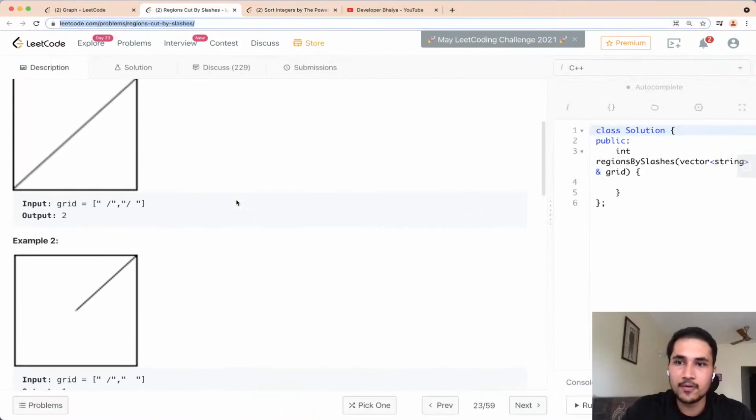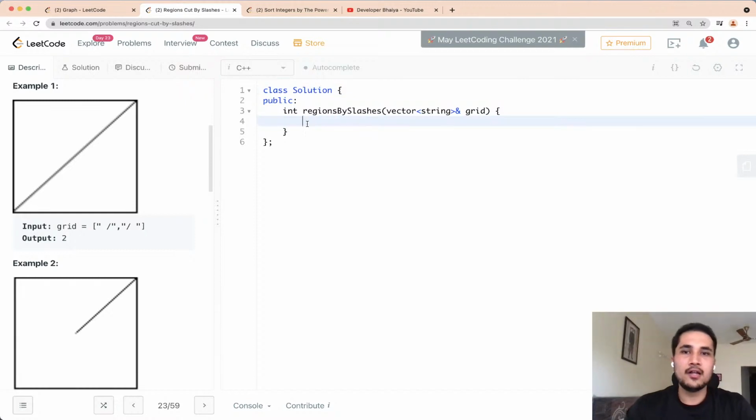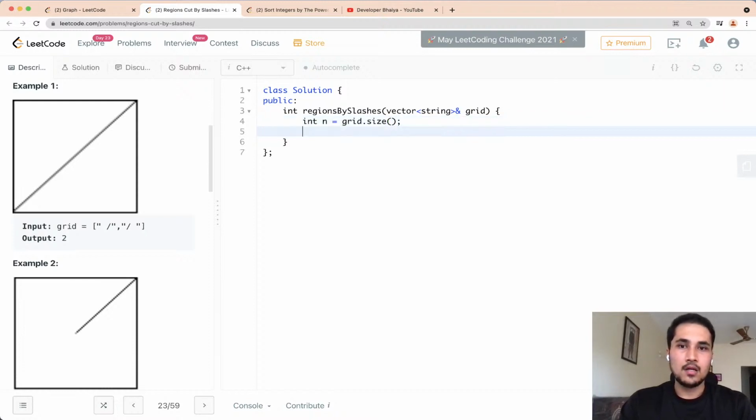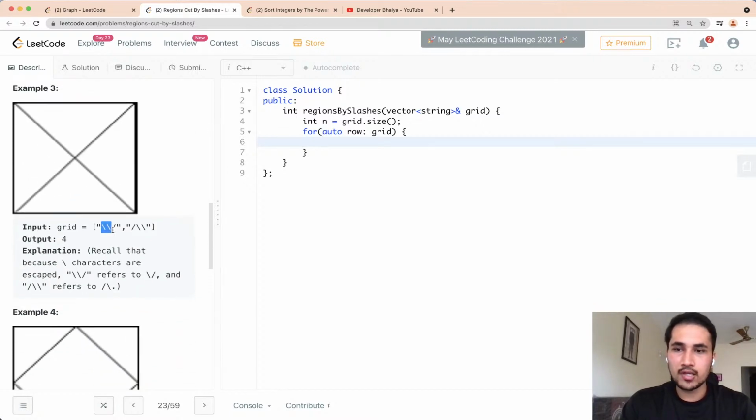So what they're saying is basically, let me show by code. Actually, that is more meaningful. So they're having a grid, and it's a vector of strings, and n is nothing but grid dot size. Now we can say for auto row in grid. In C++, in strings, because the backslash character is escaped, we have to place double backslashes in order to treat that as a single backslash. Over here, the grid size is actually 2, and the first one is a backslash, then we have a forward slash.